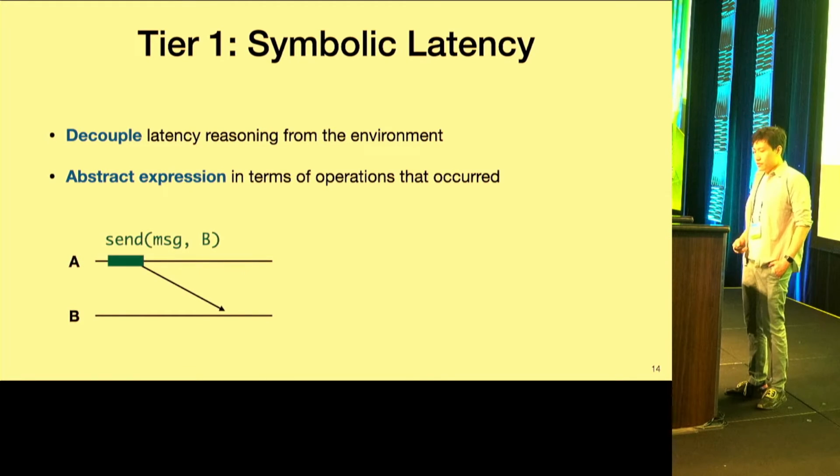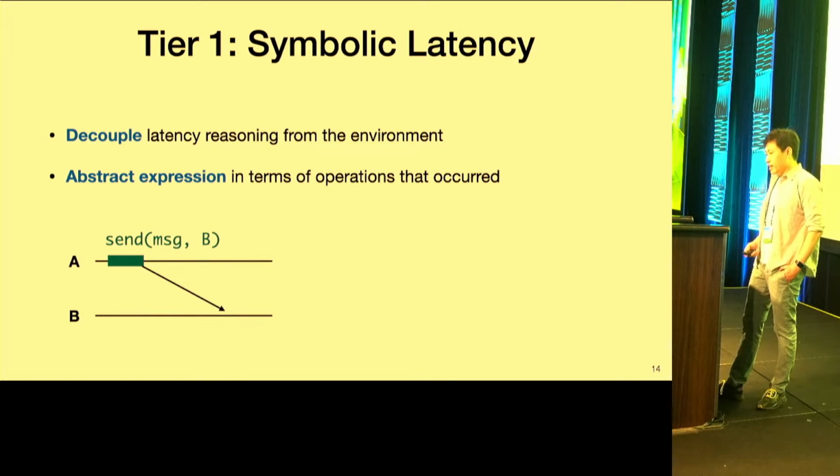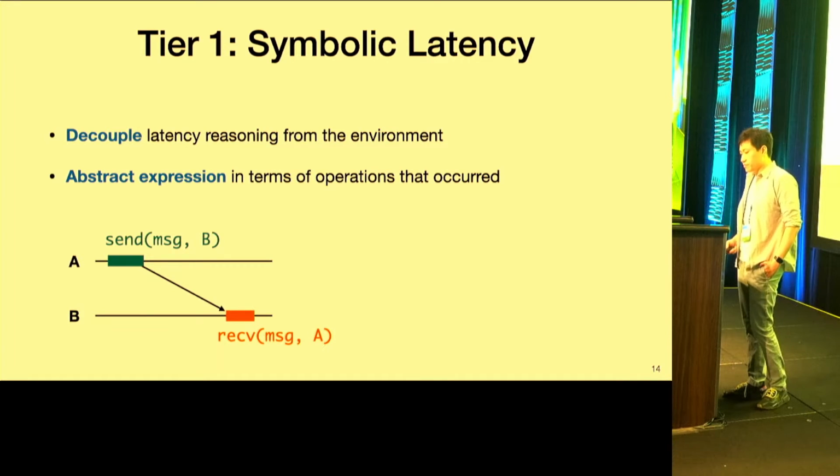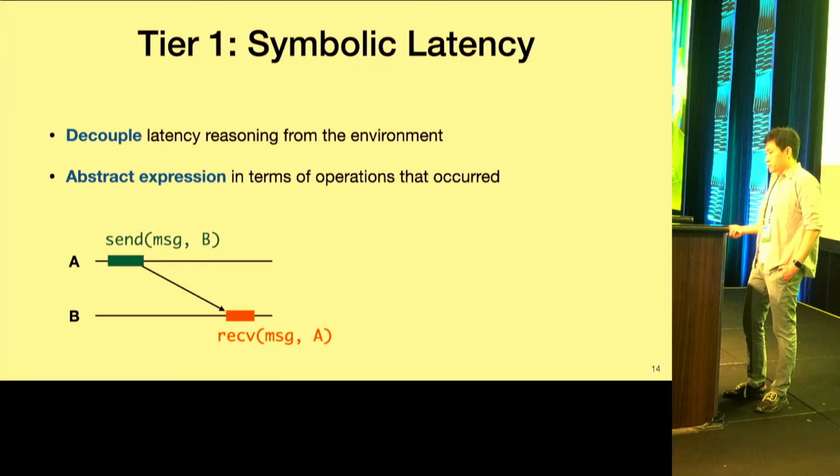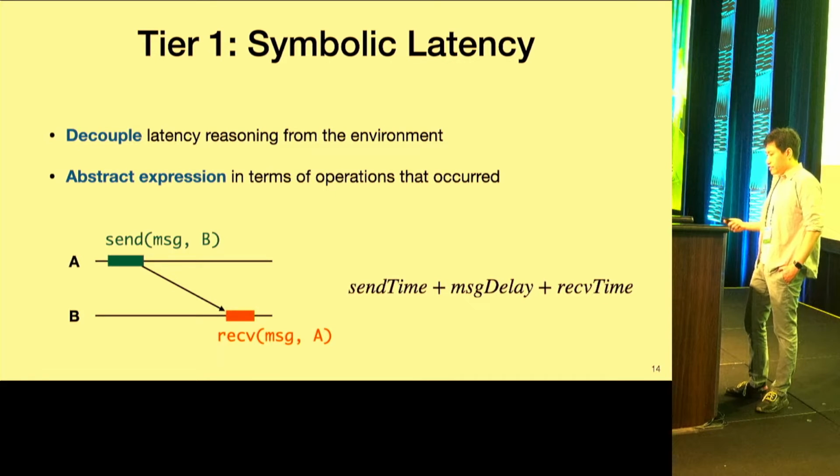Consider this example. At time 0, node A runs a procedure send that sends a message to node B. Node B also runs a receive procedure that processes the message. Then, the time that node B finishes processing is given by this expression: the time it takes for node A to run send, plus a message delay, plus the time it takes to run receive.